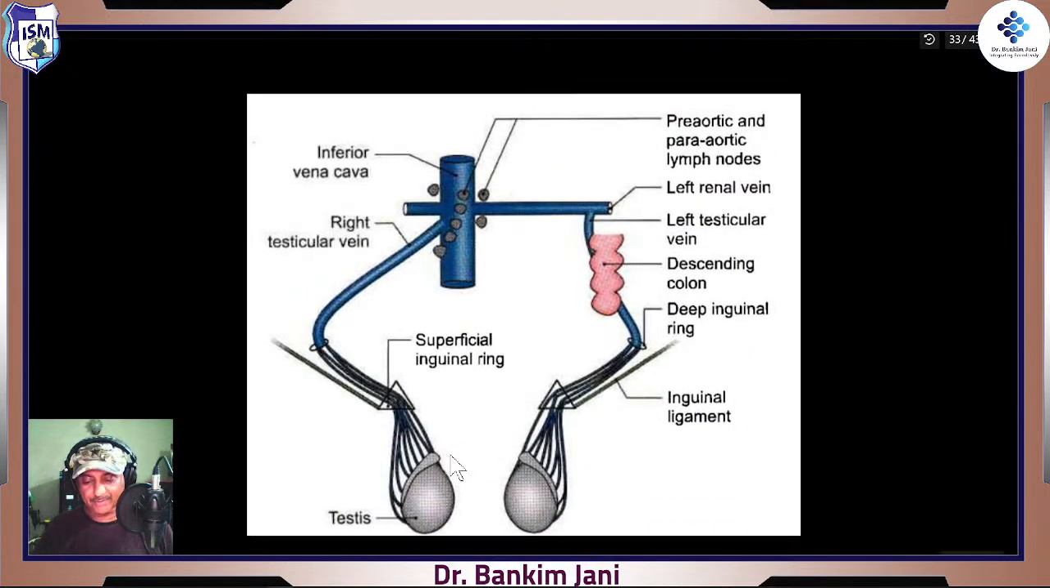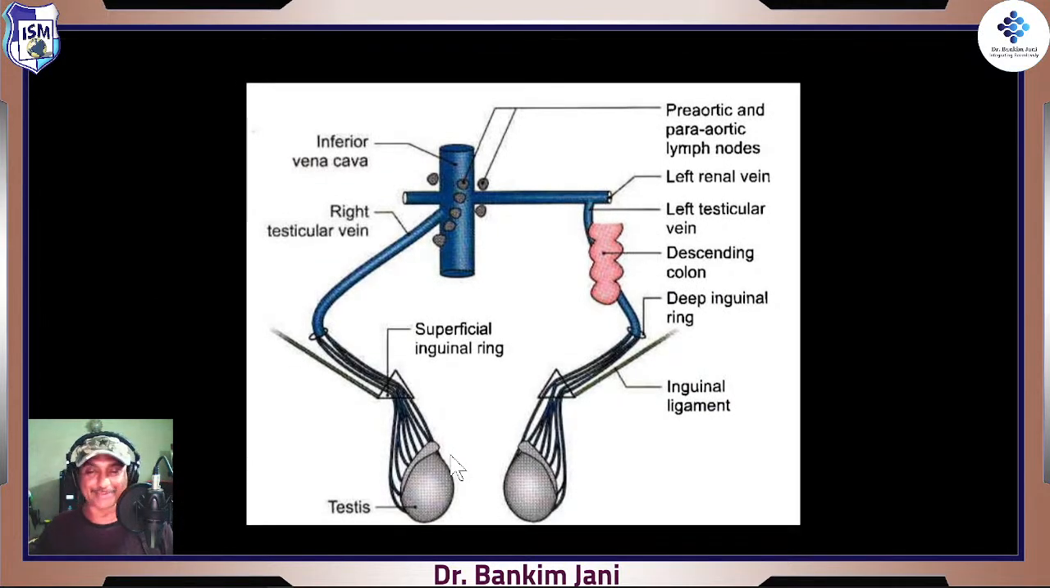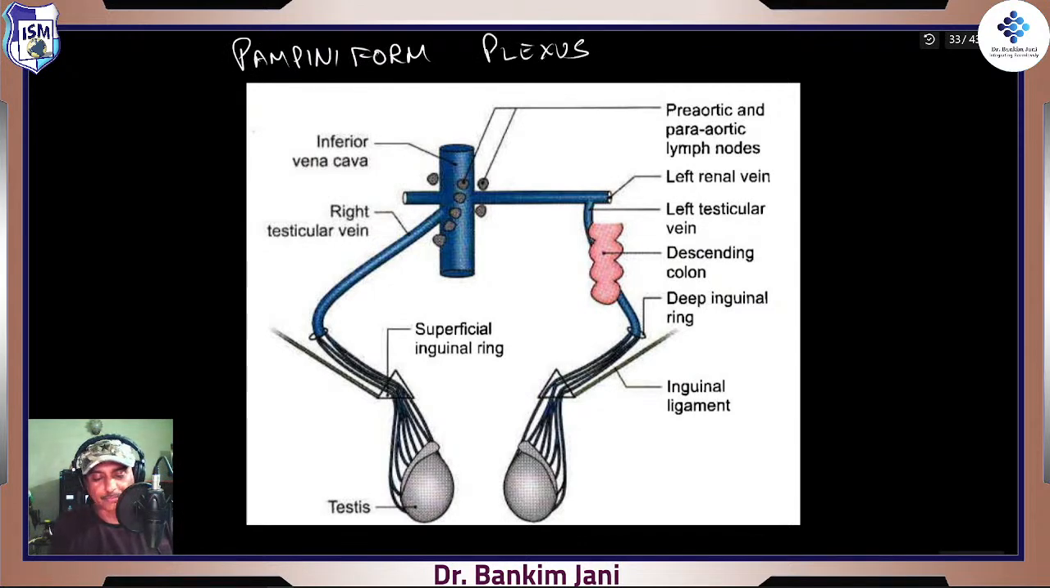Okay, now this is like a wine bottle, right? Its name is like that. It is pampiniform plexus. Pampini means wine-like, right? It's like a wine bottle. Pampiniform plexus. Wine. I don't know where they find the wine in it, but anyway.